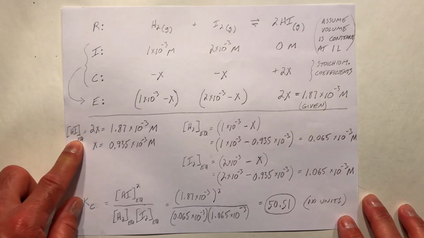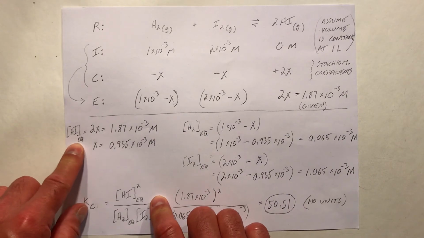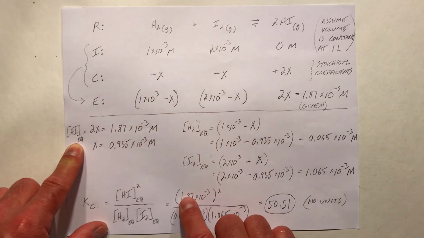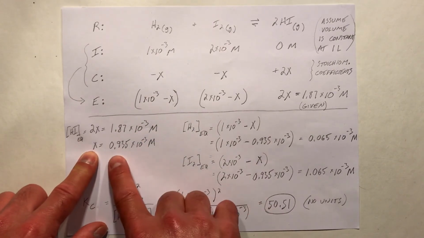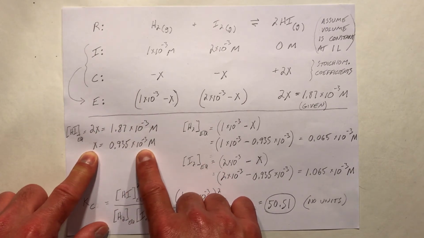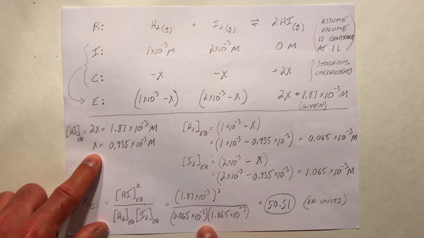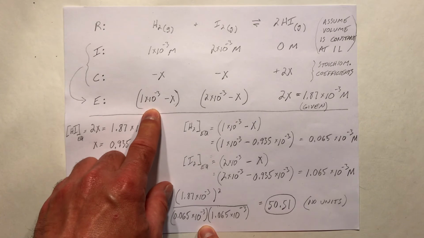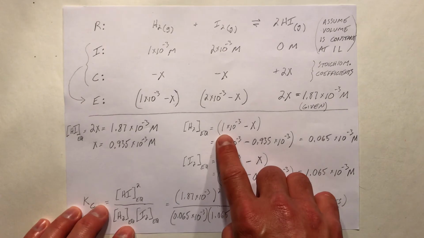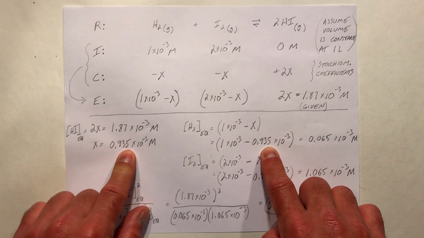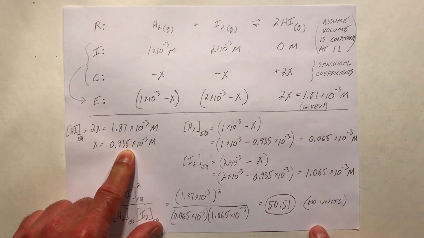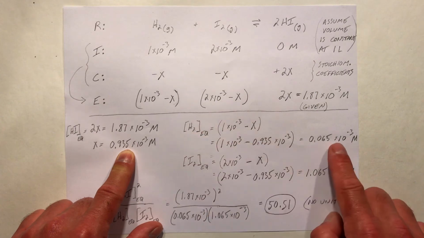So let's solve for X. Given that the equilibrium concentration of HI is equal to 2X, and it's also equal to 1.87 times 10 to the negative third, we can say that X is equal to half of that, right? Just divide both sides by 2, and we get 0.935 times 10 to the negative third molarity. That's the value of X. Well, now we know that the equilibrium concentration of H2 is 1 times 10 to the negative third minus X. So 1 times 10 to the negative third minus 0.935 times 10 to the negative third. And that calculates out to be 0.065 times 10 to the negative third molarity. That's the equilibrium concentration of H2.